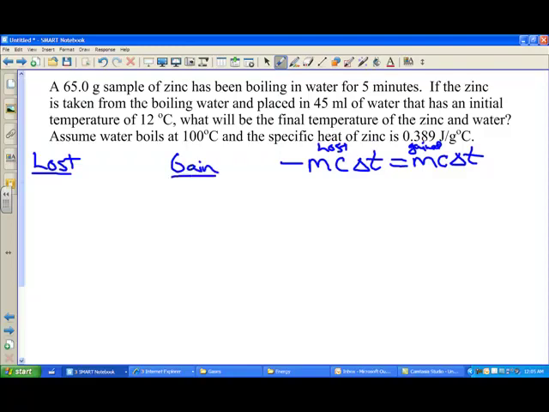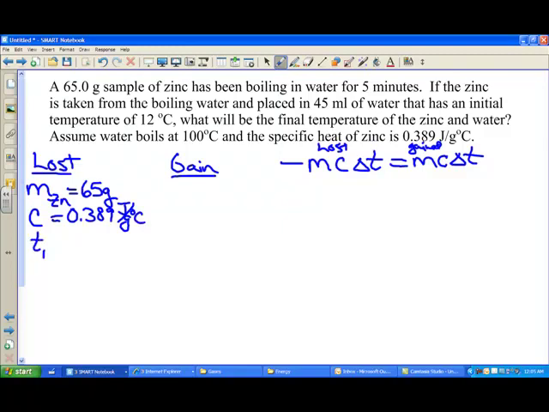So what we have to figure out from reading this is which substance is going to lose the heat. And since it's the zinc that's been in boiling water, and we're going to put that zinc into another cup of cold water, it's going to be the zinc that loses heat. So in my lost column, I have my mass of zinc, that is 65 grams. I need to know my specific heat of zinc, which was given in the problem as 0.389 joules per gram degree Celsius.